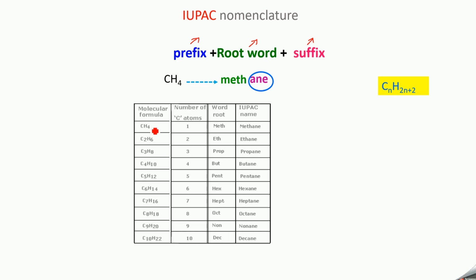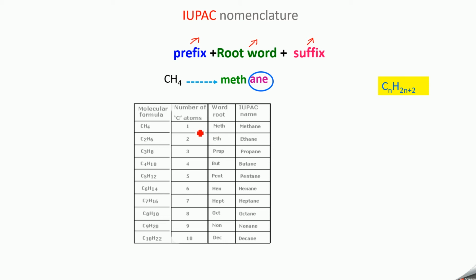And here we have the number of carbon atoms in the alkane series and their root word and the IUPAC name. If you put n equal to 1, we get CH4, the name is methane. N equal to 2, number of carbon atoms will become 2, so ethane. If n equal to 3, then C3H8 is the molecular formula, so the name is propane. 4 carbon atoms, butane; 5, pentane; 6, hexane; 7, heptane; 8, octane; 9, nonane; 10, dec is the root word and the name is decane. So we have given 10 members.